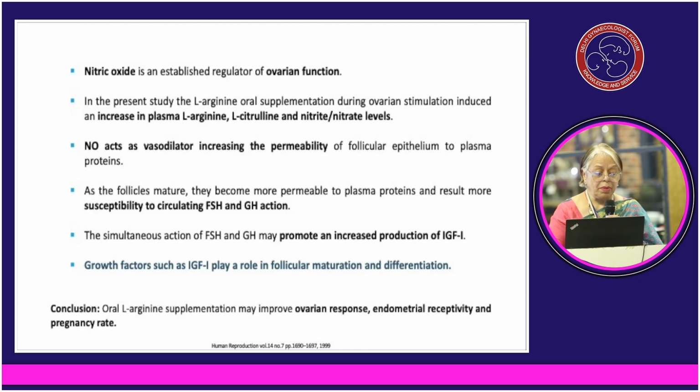Now why arginine? Because there is an increase in plasma L-arginine, citrulline, and nitrate levels. Nitric oxide we know is a regulator of ovarian function, and the presence of nitric oxide and improved vascularity makes it more permeable to plasma proteins and increases susceptibility to FSH.